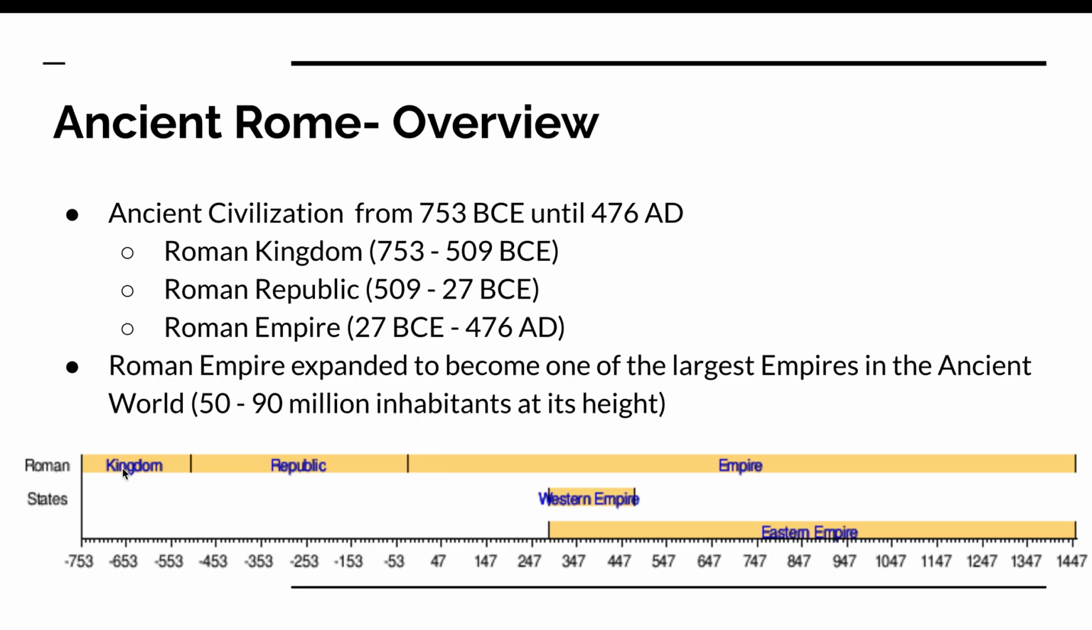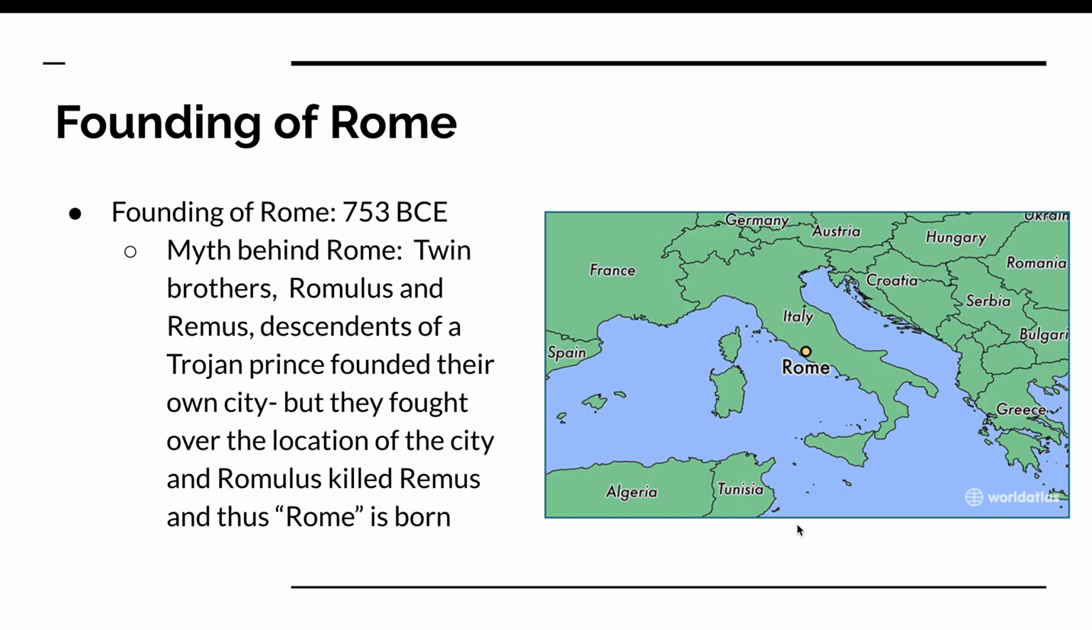Now we see this timeline here again, Kingdom, Republic, Empire. While we categorize them as three time periods, they are to scale on the timeline below, the Kingdom being the shortest, a little bit longer the Republic, and then the Empire is the vast majority of the Roman time period. We do see a split between the Western Empire and Eastern Empire. We'll get into that a little bit more later.